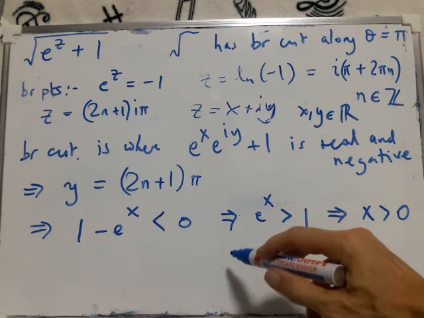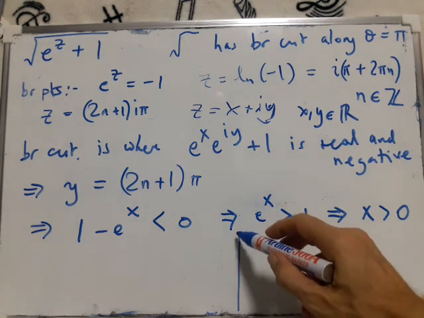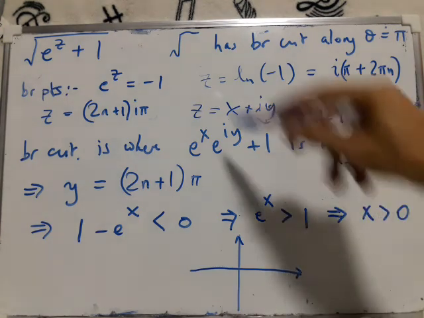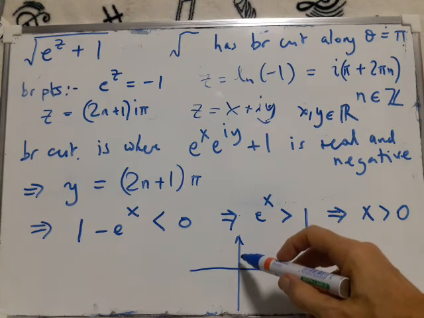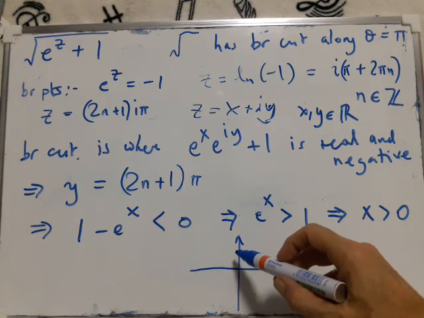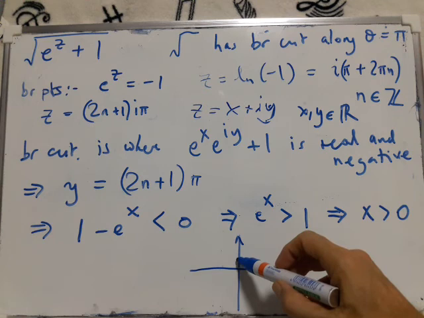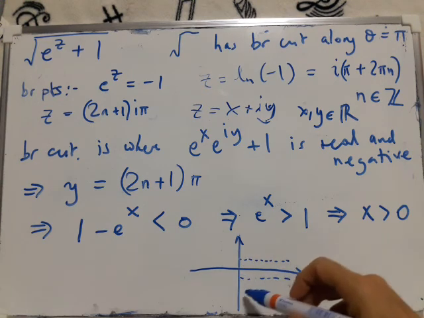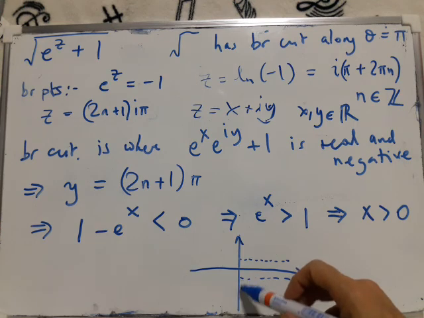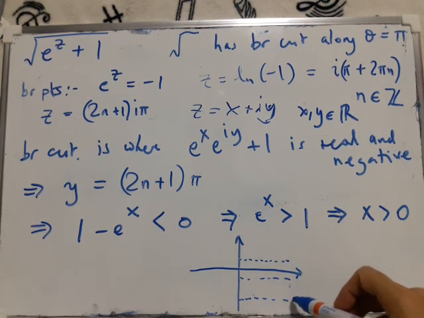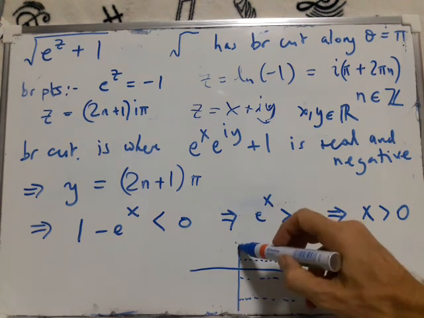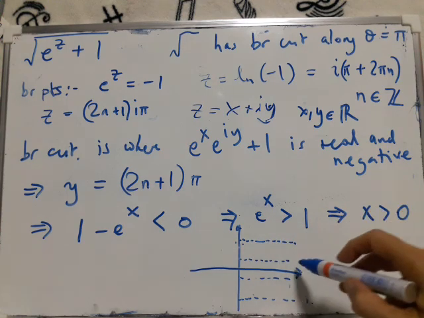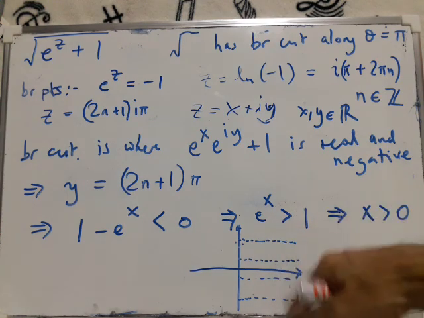So now we can actually sketch the branch cuts. We're talking about the branch cuts of this function. They're basically when y is pi or minus pi or minus 3 pi or plus 3 pi. The branch cuts go to infinity, but they basically look like this.